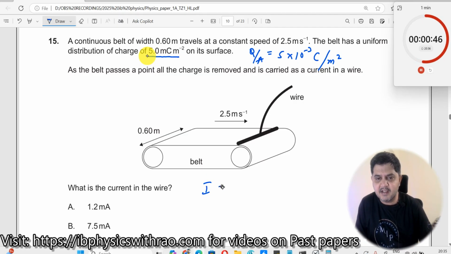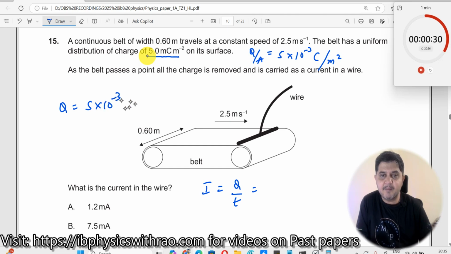You need to find out the current. What is the expression for current? I is equal to Q divided by T. Now, is the value of T given? No. Is the value of Q given? No. You need to get this from the data given. Q can be calculated here as 5 into 10 power minus 3 into area. Now how do I get the area?